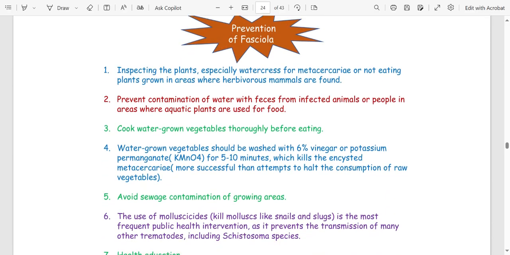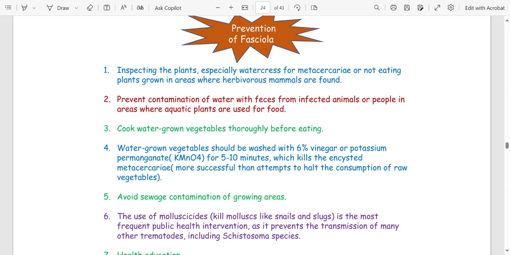So how can you prevent fasciitis? Inspecting the plants, especially watercress for metacercaria, or not eating plants grown in areas where herbivore animals are found, where you have got these cattle, these sheep. So not eating plants grown in those areas. Also preventing contamination of water with feces from infected animals or people in areas where aquatic plants are used for food. So also cook water-grown vegetables thoroughly before eating.